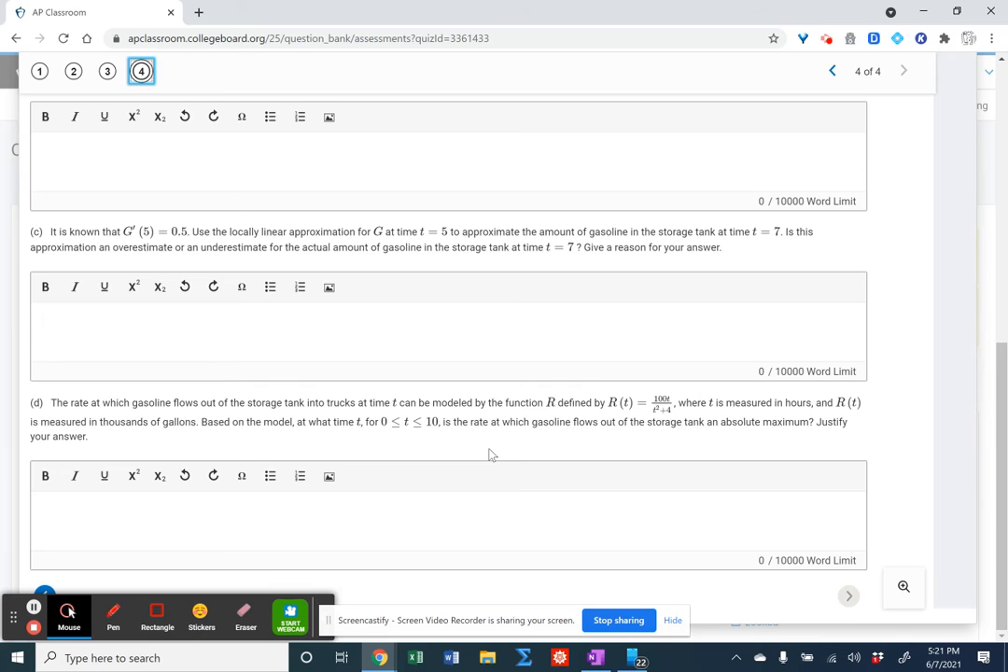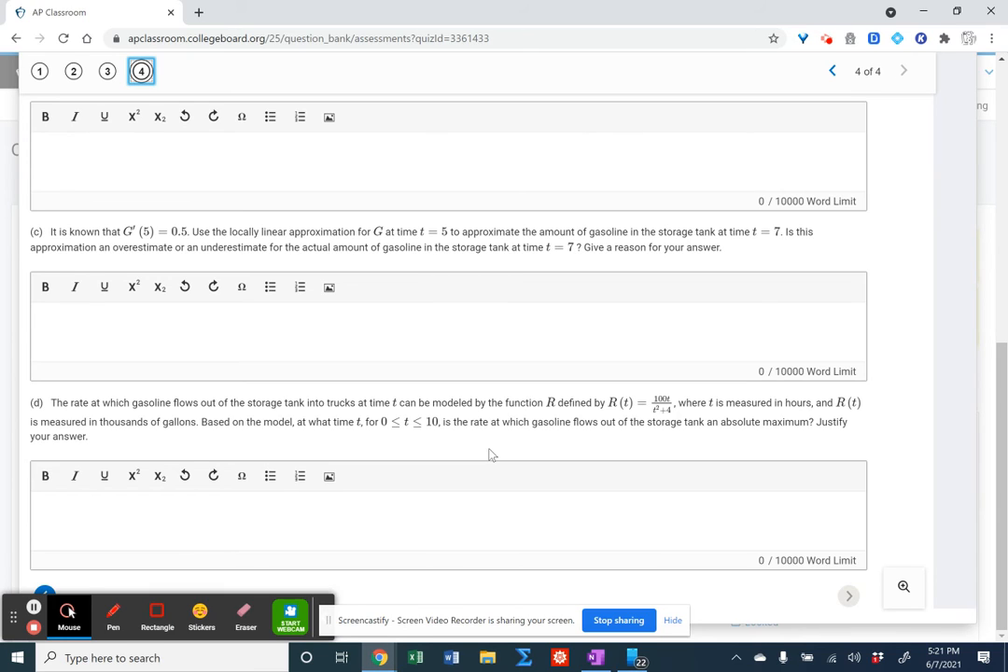They made a mistake here. This should be in thousands of gallons per hour, if this is a rate. Luckily they don't ask for units on this, but it says the rate at which gasoline flows out of the tank can be modeled by r. r is a rate function. r of t should be measured in thousands of gallons per hour, not in thousands of gallons. That wouldn't have screwed anybody up, though. This is me just being critical of them.